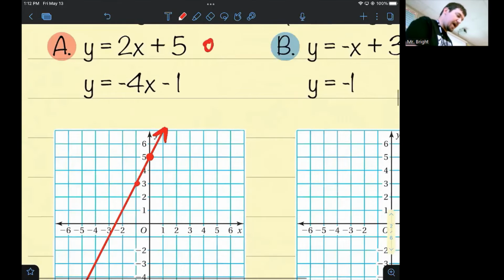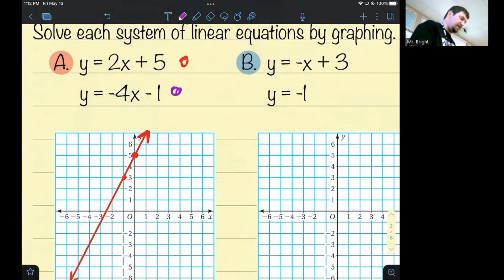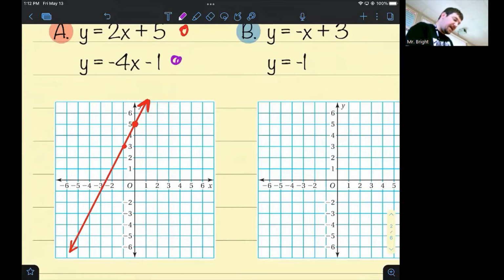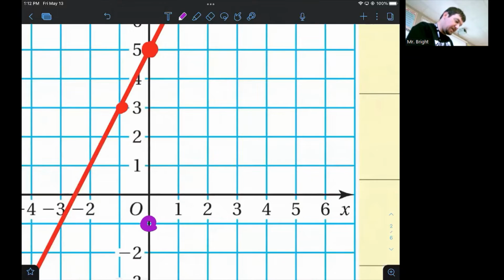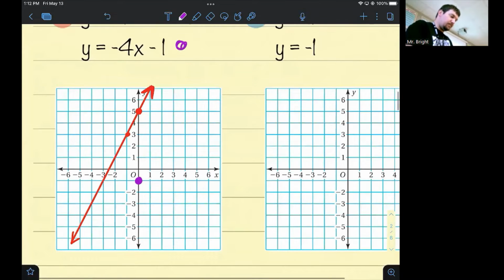And then the second line I'll do in a different color. We'll say purple, just because there's already blue lines on this graph. And that one has a slope of -4 and a y-intercept of -1. So I graph the y-intercept first. See, this is a good review of graphing, right? This is a good review of that before you guys graduate to 8th grade and they assume you remember all this stuff.